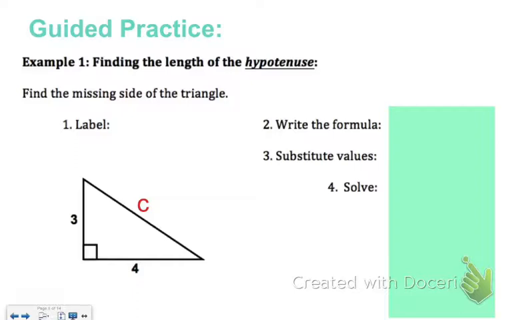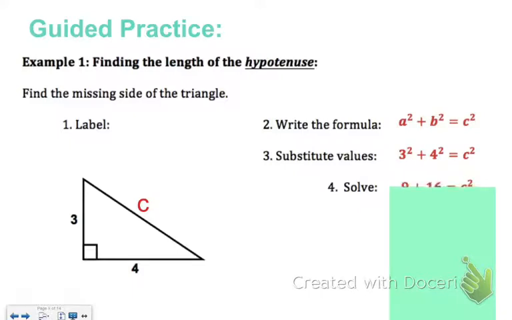So once we've labeled that, we can go on ahead and write down the formula as our first step. A squared plus b squared equals c squared. So we have 3 and 4 as our two legs. It doesn't matter which number you substitute for A or for B, since we're just going to be adding them together after we square them. So we have 3 squared plus 4 squared is equal to C squared. Again, we don't know what C squared is just yet.